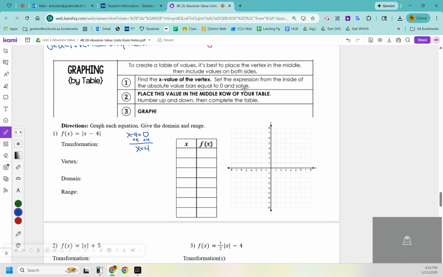And as the directions say, put it in the middle. So 1, 2, 3, 4, 5, 6, 7. In the middle would be here. So this is going to be my vertex.